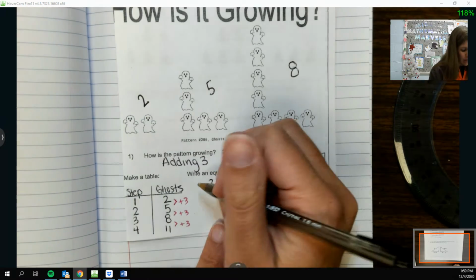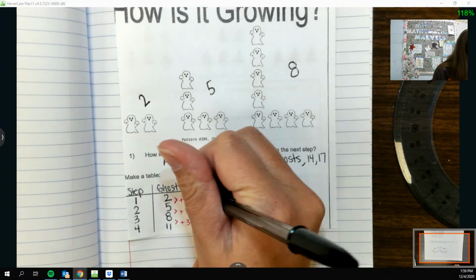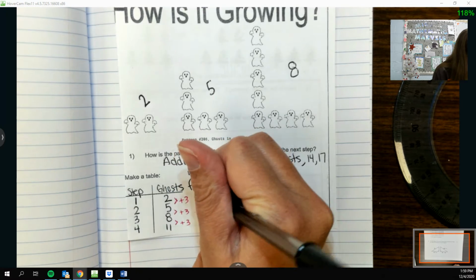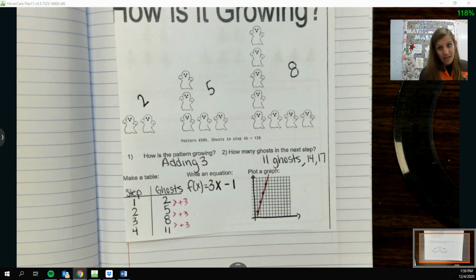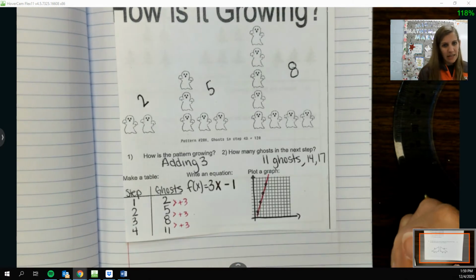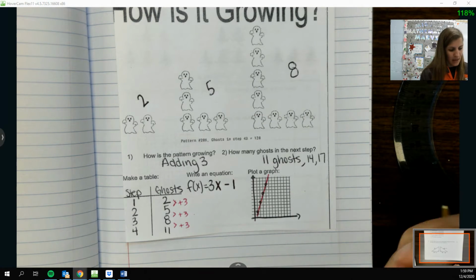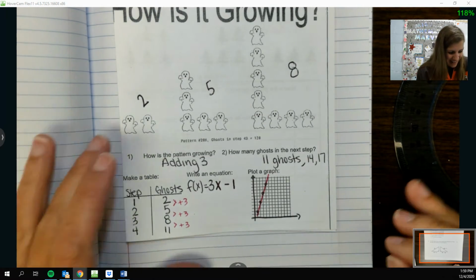So this is my equation. And using proper function notation, I would say that f of x equals 3x minus 1. All right, let's try another.